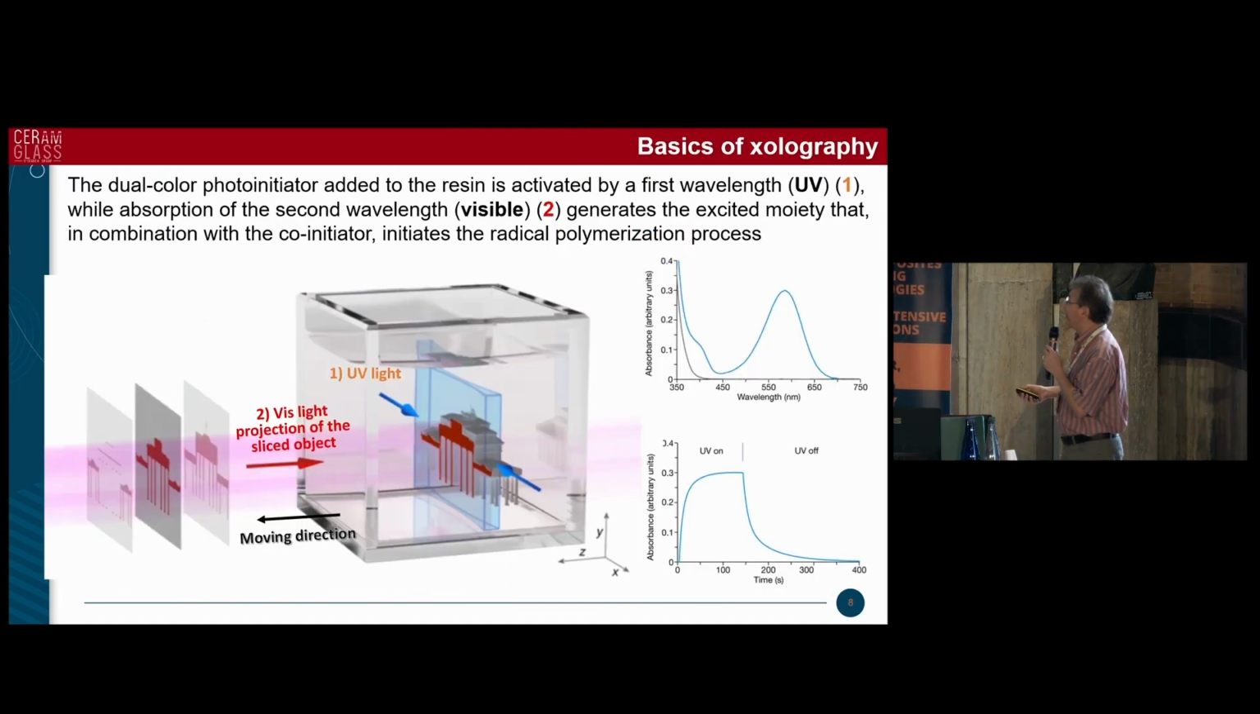The approach is as follows. This is your cuvette, and you have UV light coming from the side, you have visible light that comes perpendicularly to that, and the cuvette moves in this direction. Basically, you're projecting a movie, and you're building your part while the cuvette is moving. And the first wavelength activates the photoinitiator, and this generates an excited moiety that, together with the co-initiator, starts the radical polymerization process.